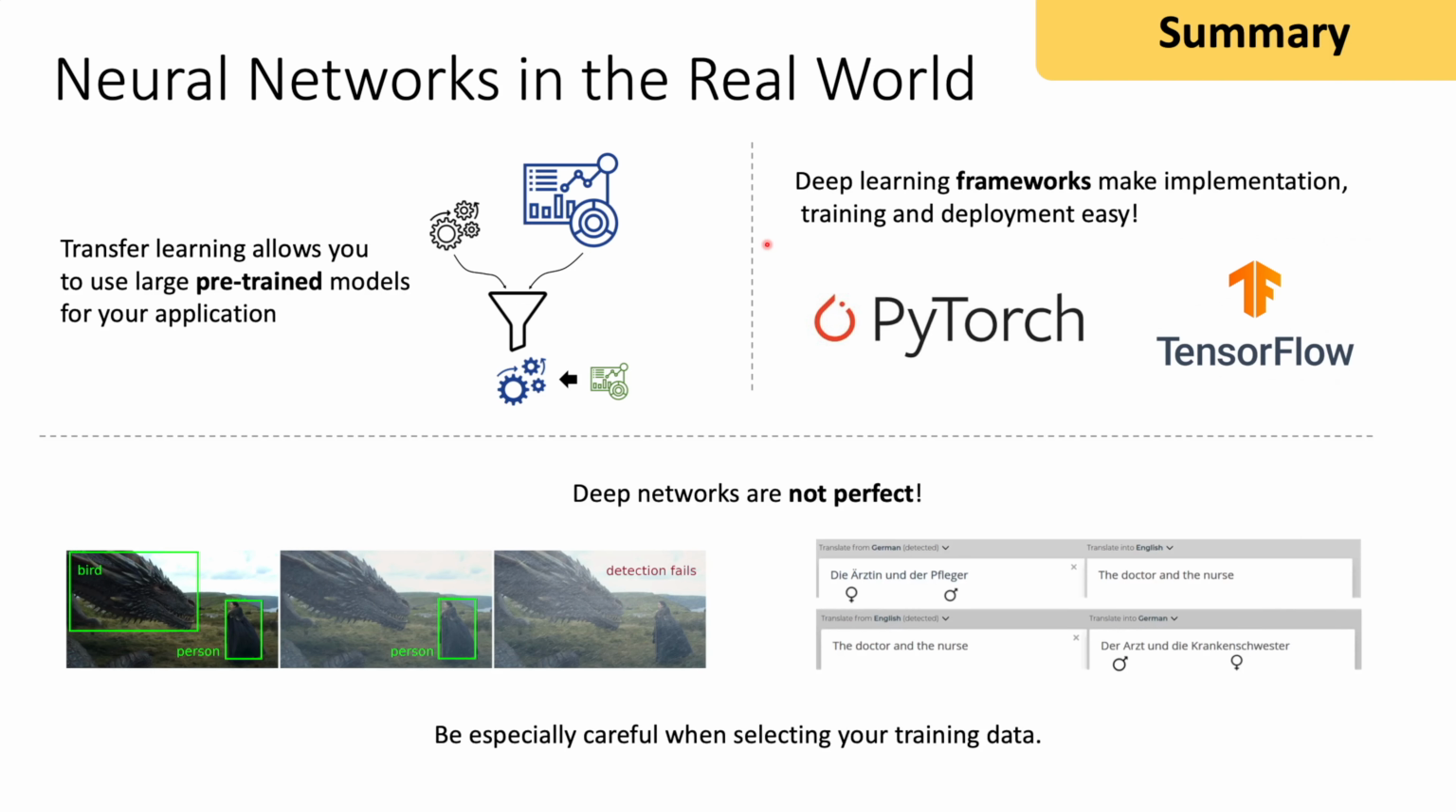And finally, deep neural networks are not perfect. You should be aware of the many failure cases that there are. Generally, robustness and generalization abilities are problematic, and also you should be aware of biases in your data and whatever can go wrong there.